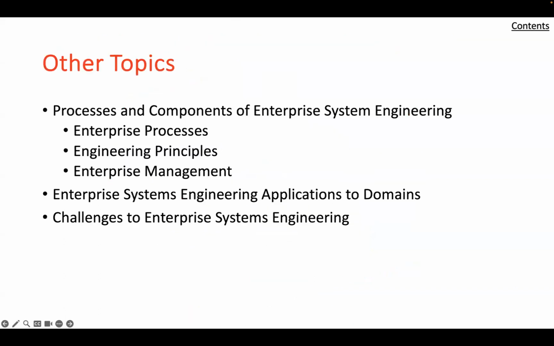Okay, we have a couple other things that we'll cover here from the textbook. First of all, we'll talk about the processes and components of enterprise system engineering. Much study has been conducted on the processes and principles that can be used to describe enterprise behavior and activity. We're showing three here, and we'll talk about them shortly. These are some generalized processes and principles, but as with any enterprise, these would be highly tailorable to the domain environment, threats, and objectives.